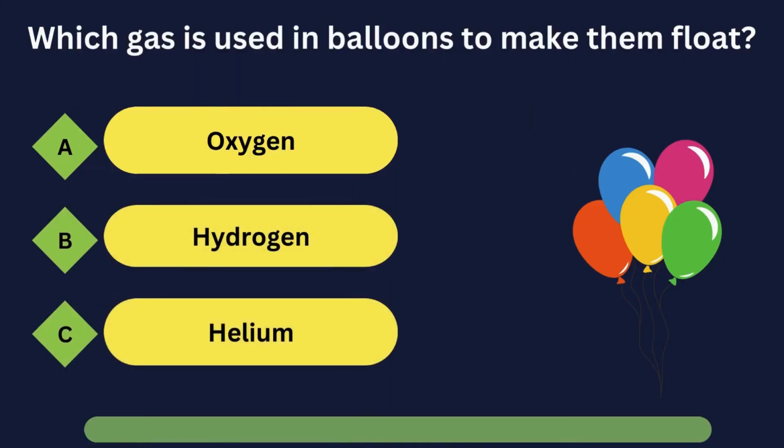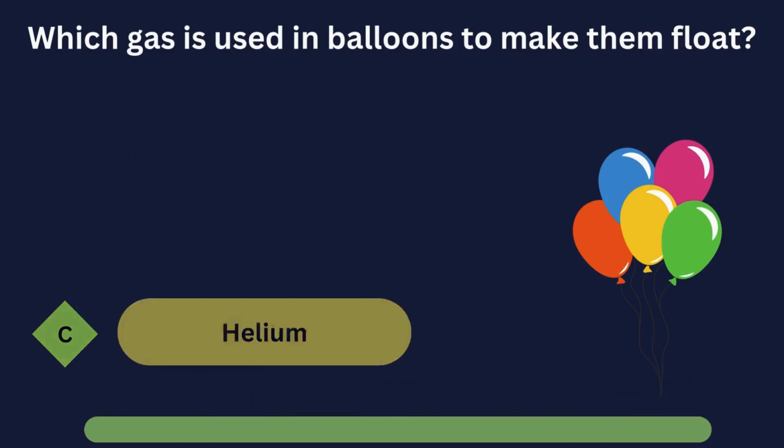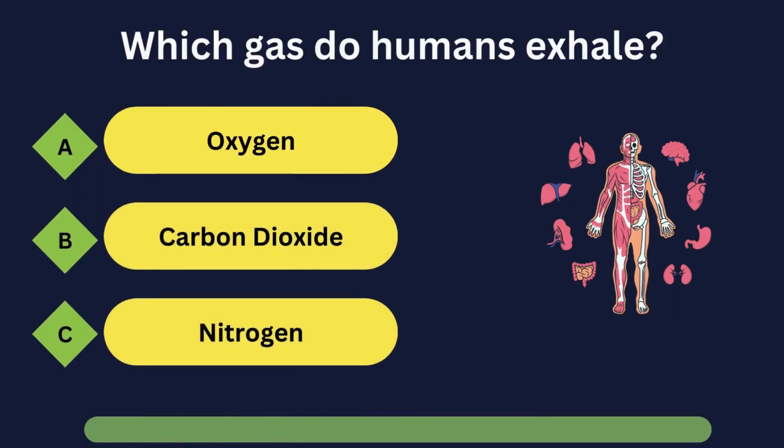Which gas is used in balloons to make them float? A. Oxygen. B. Hydrogen. C. Helium.